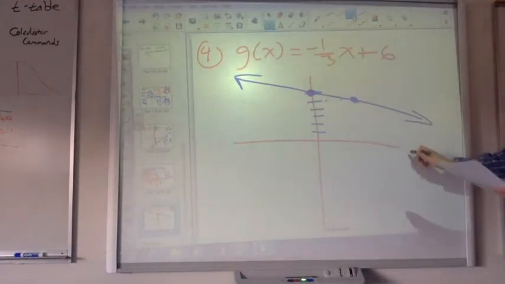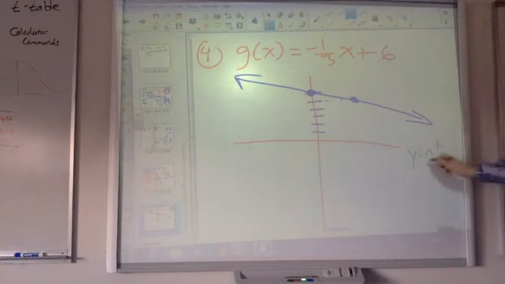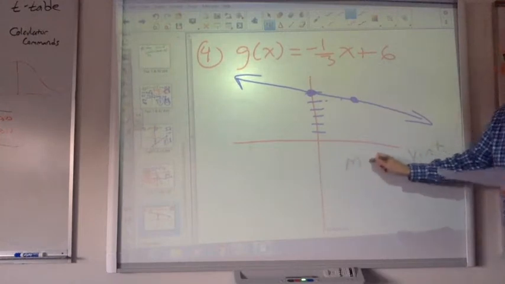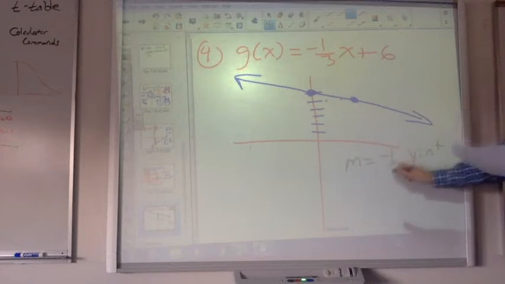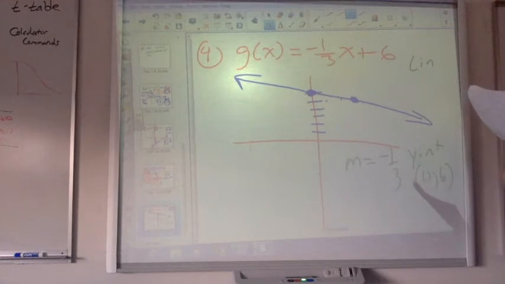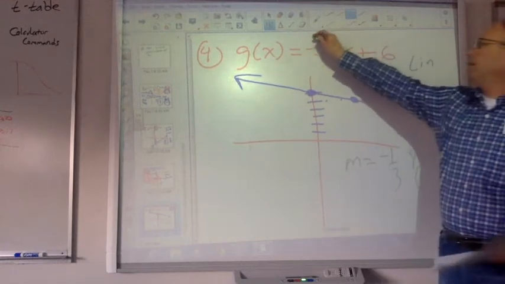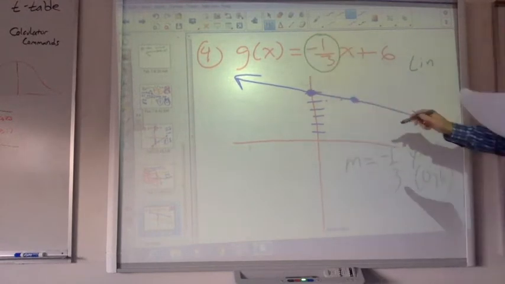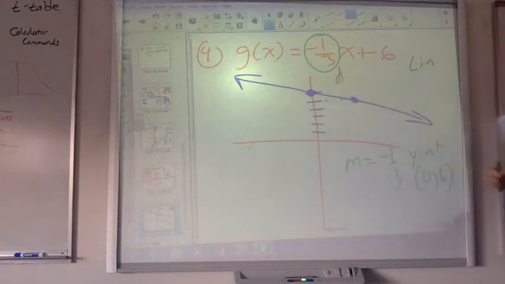So the y-intercept is at 0, 6. The slope is negative 1/3. It's linear. And what is the average rate of change? The average rate of change always has to be the slope. So that's the answer to D. Okay?